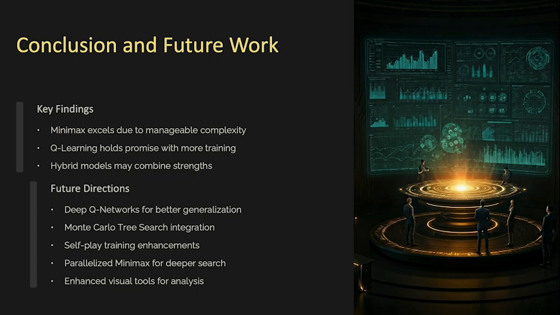Moving on to the next, conclusion and future work. In summary, Minimax is very strong in Connect 4, but Q learning shows promise, especially as it gets more training. In the future, we could try using deep Q networks, which use a neural network instead of a Q table, or tree search, which is used in programs like AlphaGo. We could also try training the Q learning agent by having it play by itself, which is how most of our modern AIs are trained.